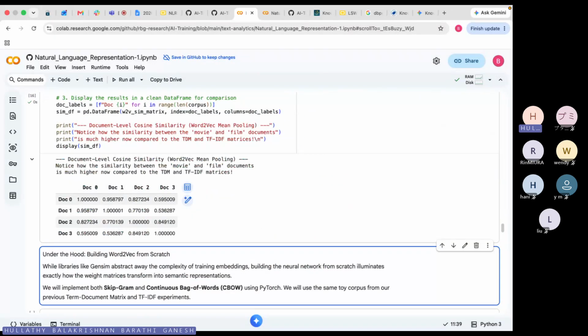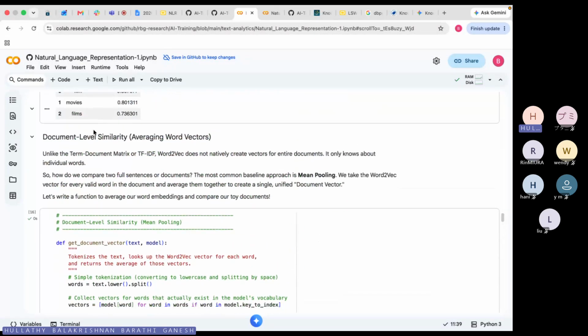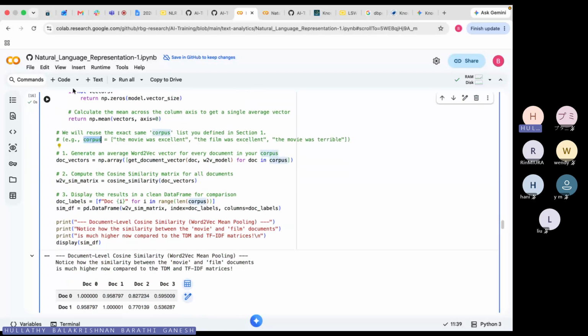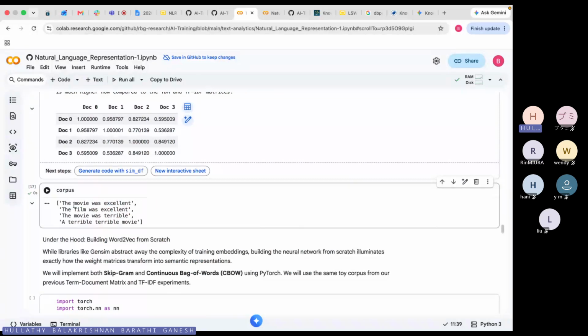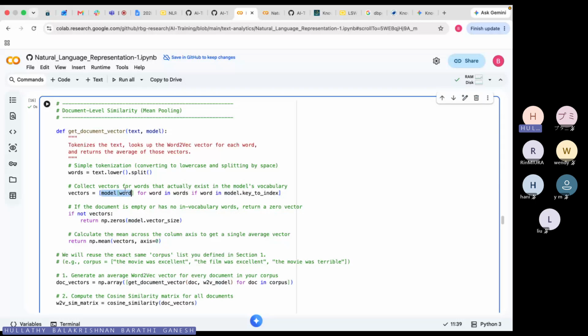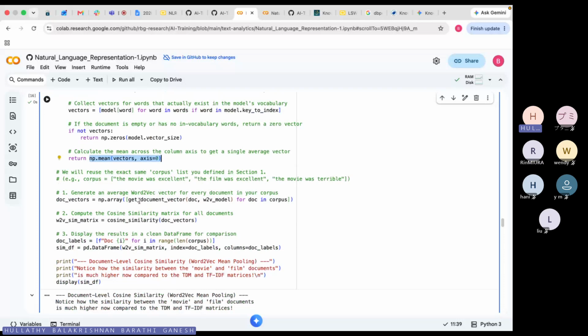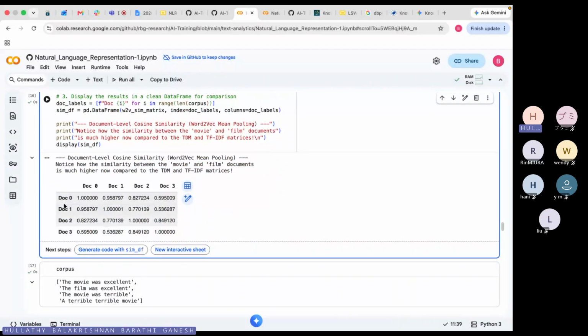So now, if you see the similarity, what we have done is, given the inputs and sentences, in our corpus, again I'm printing the corpus. So these are our 4 sentences. We find the vector for the movie was excellent. So 4 vectors will come. When we pass it through the model, all the 4 vectors will come, and we find the average of it. And once we get that average in the matrix, we find the cosine similarity. So this is the similarity matrix between the documents.